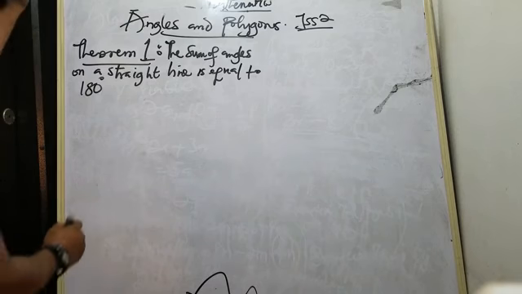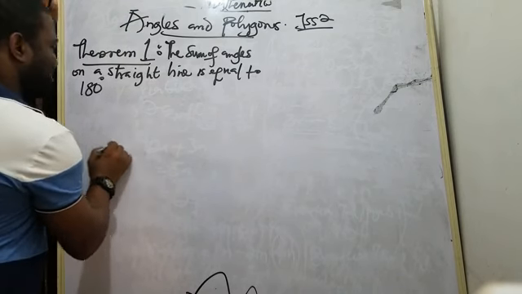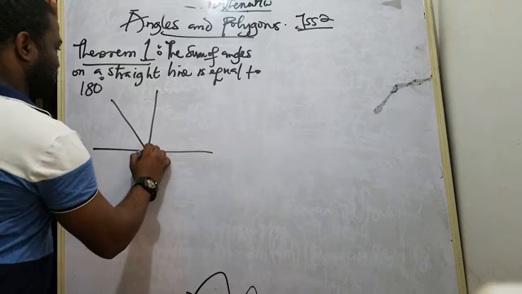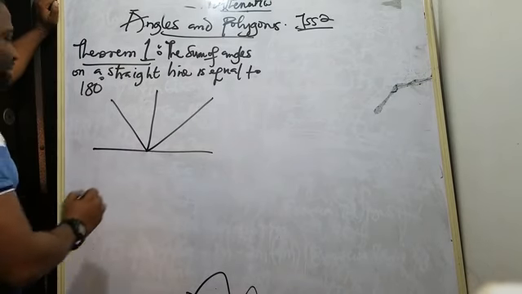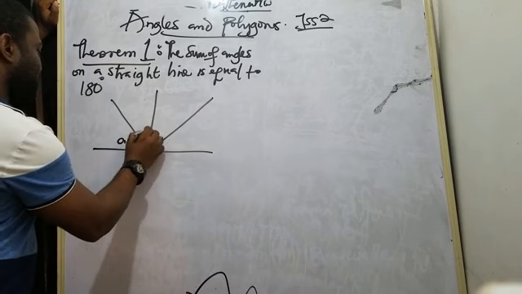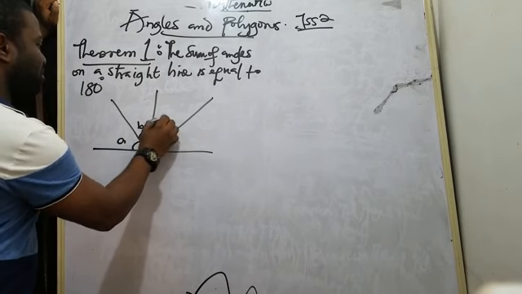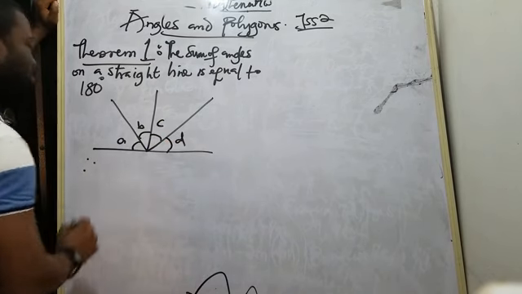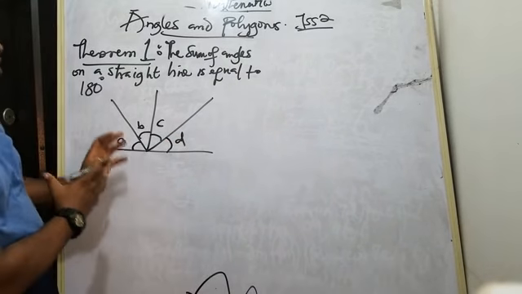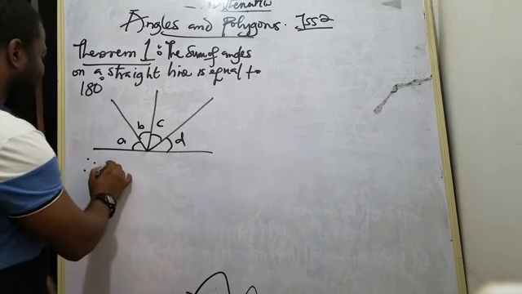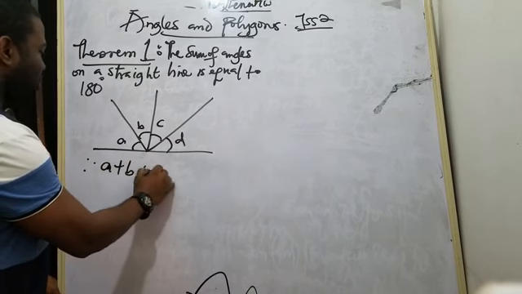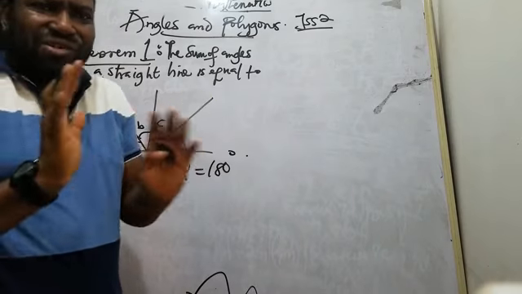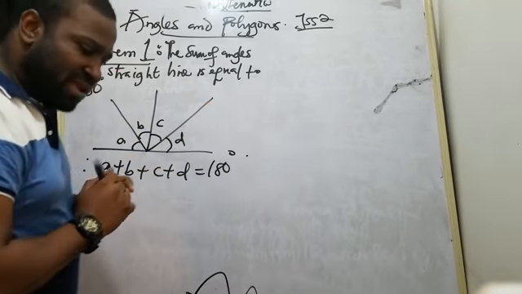What do we mean by that? For instance, if this is a straight line, these are angles: angle A, angle B, angle C, angle D. Are you following me? Therefore, the meaning is that the sum of angles on this straight line, that is A plus B plus C plus D, must give you what? 180 degrees. That's the meaning of that.